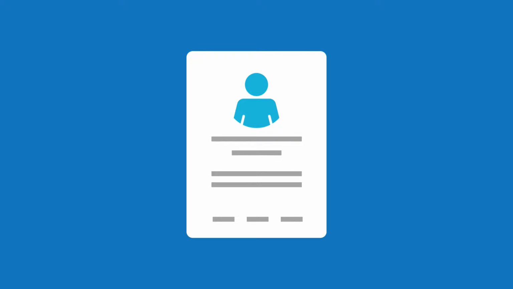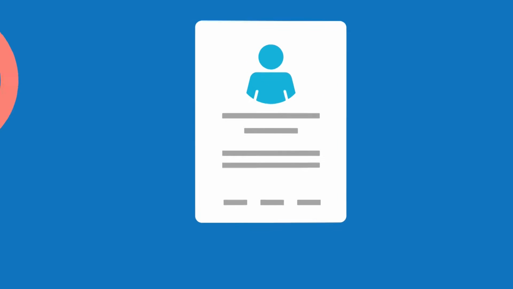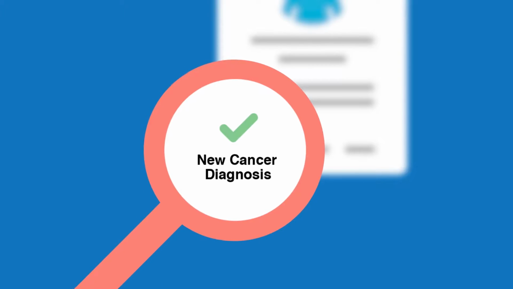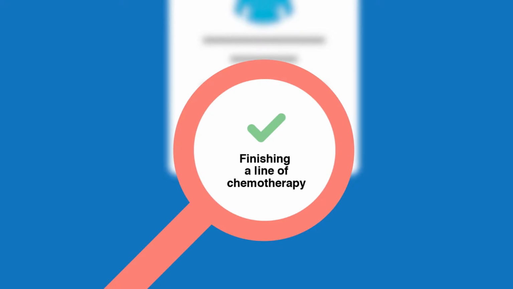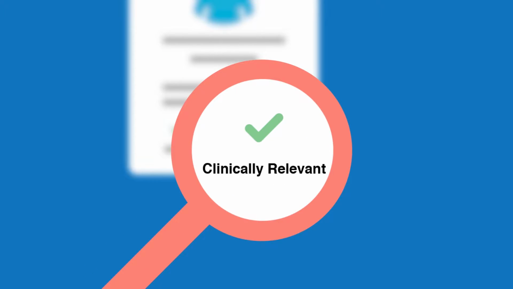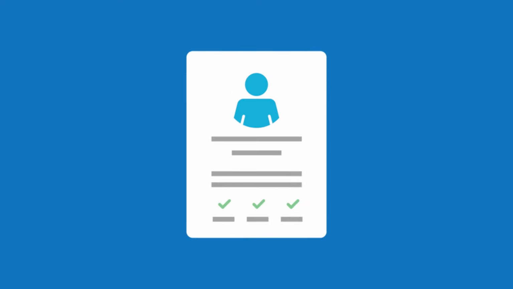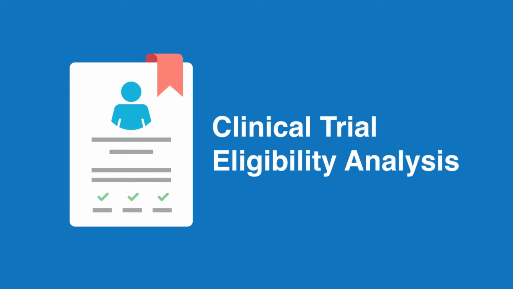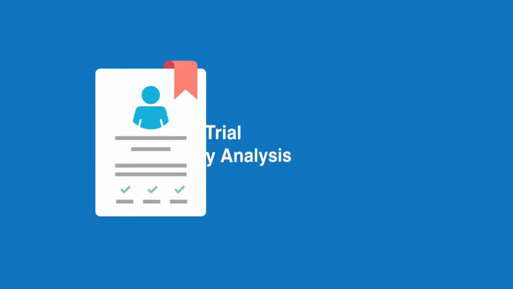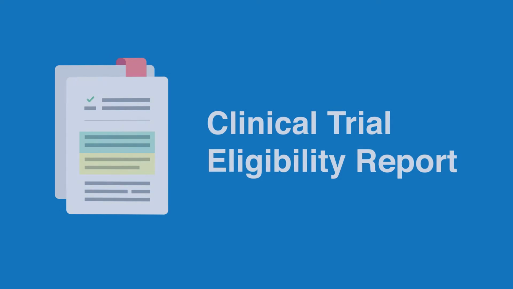Our system works by looking for what we call clinical triggers, such as a new cancer diagnosis, finishing a line of chemotherapy, or anything else determined clinically relevant based on clinical trials enrollment criteria. Once a clinical trigger has occurred, the patient's medical record is flagged for clinical trial eligibility analysis. Then our solution generates the clinical trial eligibility report.